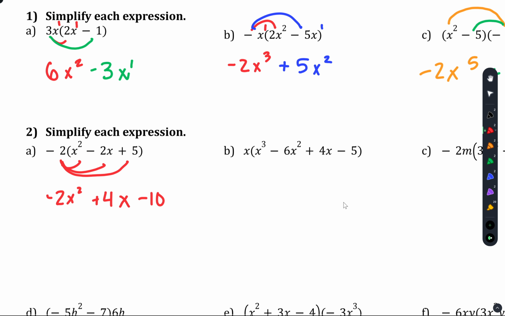What about B? Help me out. Start with this first multiplication. X times x to the third is x to the fourth. X times negative 6x squared. Negative 6x to the third. I'm adding this exponent of 1 onto all of my x's. So x times 4x is 4x squared. What about x times negative 5?